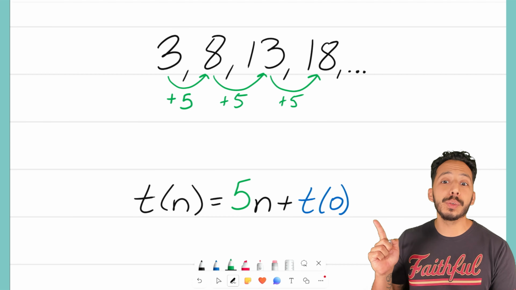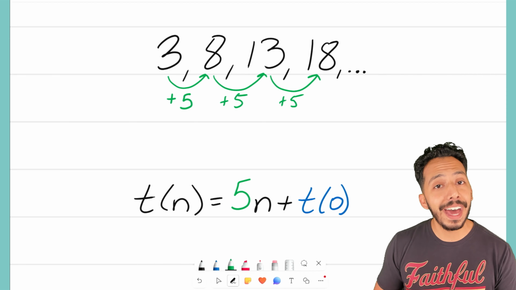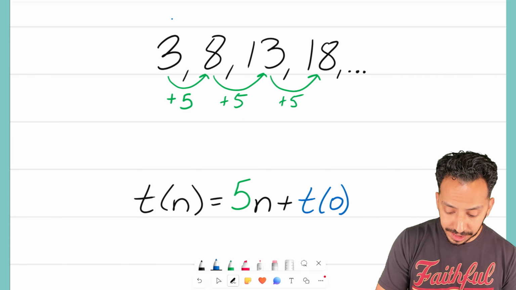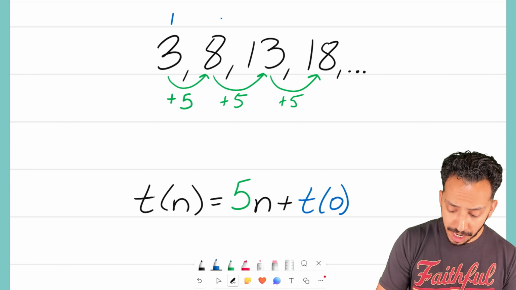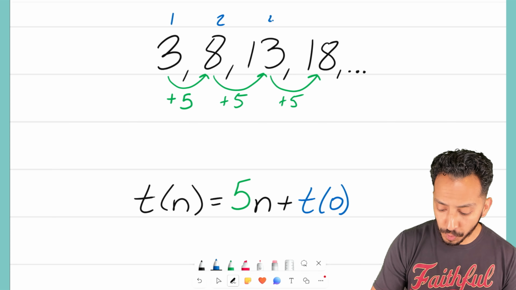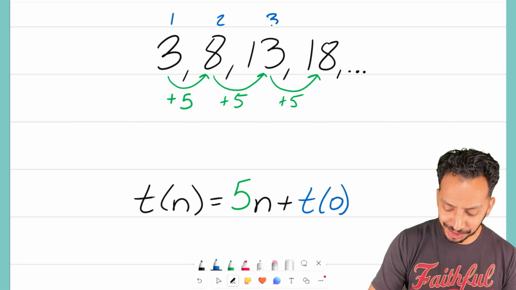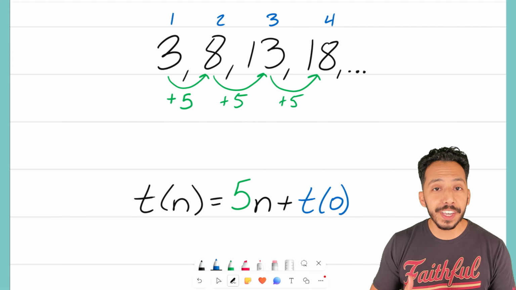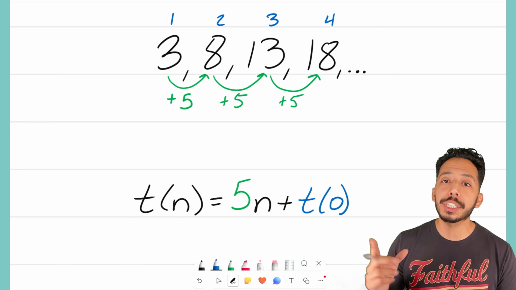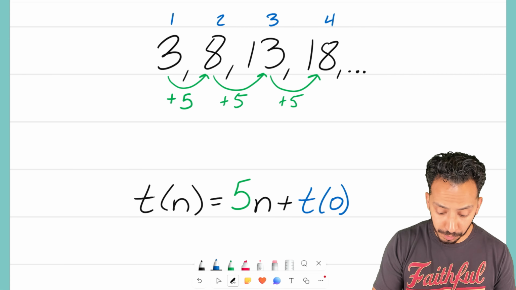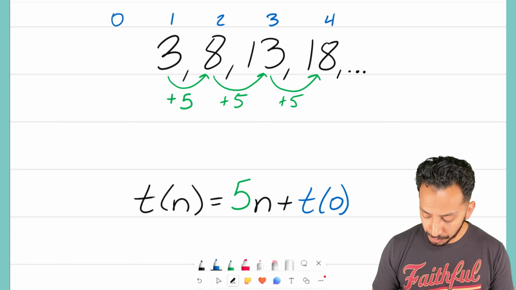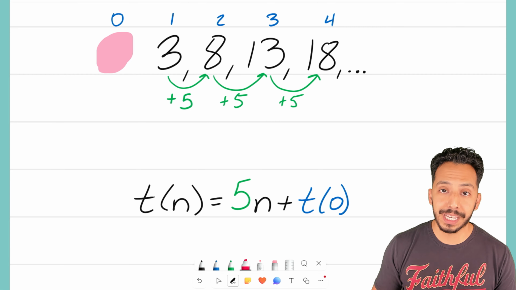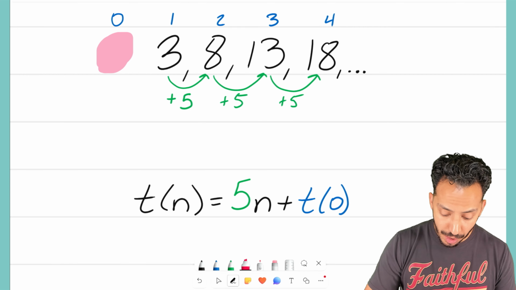So good. We just need one last term to find, and that is our 0 term. Now, don't forget, we were given this sequence. We started off with our first term as 3, our second term as 8, our third term as 13, and our fourth term was 18. But in order to figure out this last piece of information, I want to know the 0 term. So I'm interested in that number that comes before the first term.